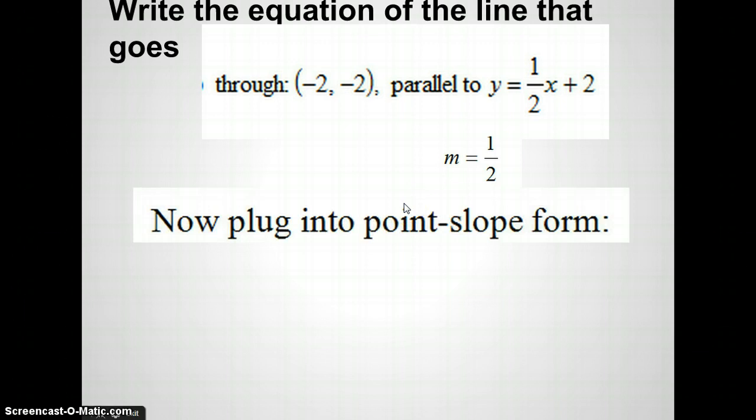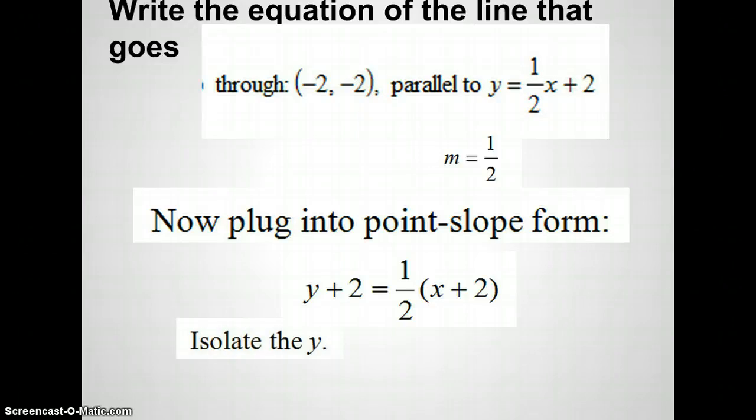I'm going to plug it into point slope form. And then the directions didn't specifically say what form they wanted it in. 9 times out of 10, your answer is going to need to be in slope-intercept form. So let's go ahead and do that. Let's isolate the y. So I'm going to distribute 1/2 to both x and positive 2, and then I'm going to subtract the 2, and you should get y equals 1/2 x minus 1.